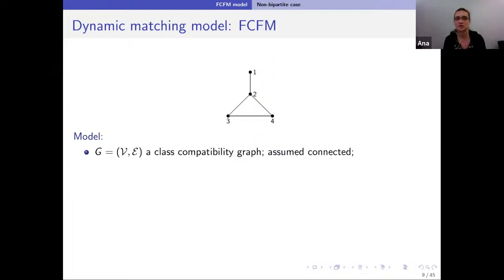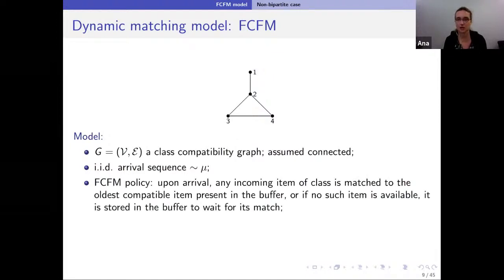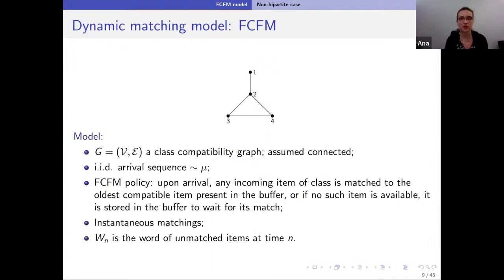So here in an example, you have four different classes of items, and we will assume that at each time there is exactly one item that comes into the system. We have a compatibility graph that is now any graph, and it's assumed to be connected. We have a probability distribution mu over the classes of items, and the arrival sequence is assumed to be i.i.d. We are studying a first come first match policy as before, assuming instantaneous matchings, and we will denote by Wn the word of unmatched items at time n.